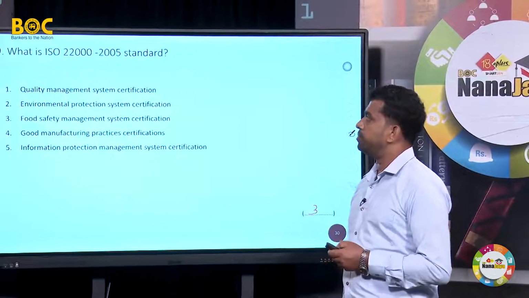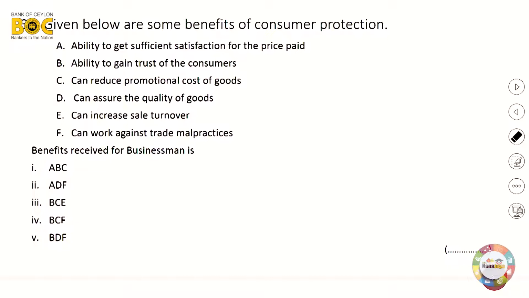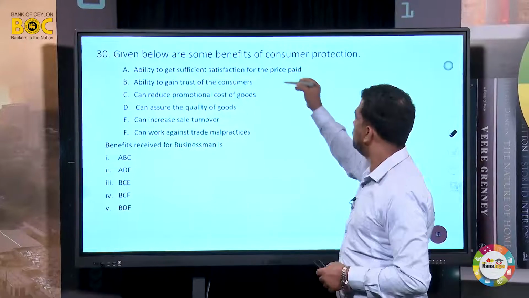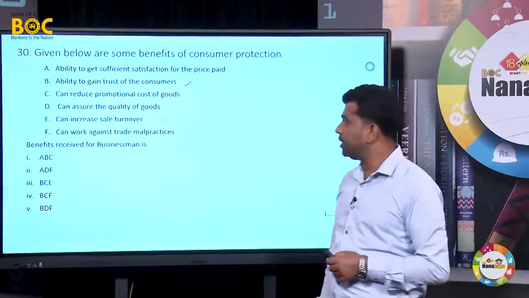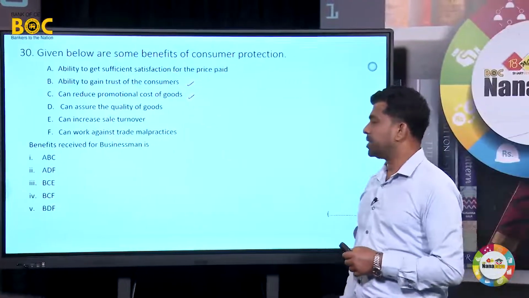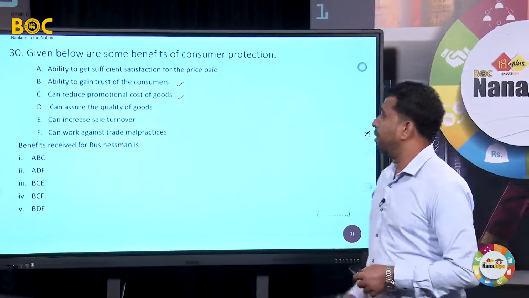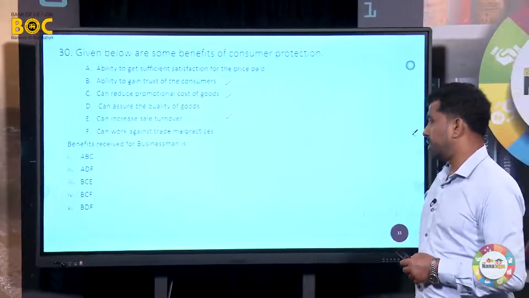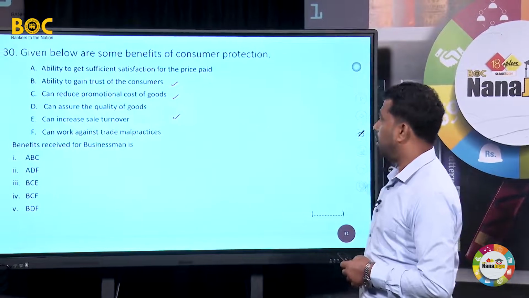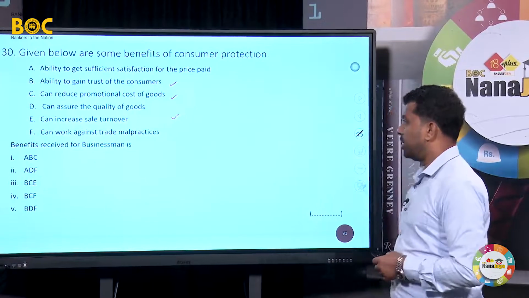Question number 30. Given below are some benefits of consumer protection. You have to select the benefits received by businessmen among these. A. Ability to get sufficient satisfaction for the price paid, it is for consumers. B. Ability to gain the trust of consumers, it's a benefit for the businessman. C. Can reduce promotional cost, it's a benefit for the businessman. D. Can assure the quality of the products, it's a benefit for the consumer. E. Can increase sales turnover, it's a benefit for the businessman. Can work against trade malpractices, for consumers. So, B, C and E. B, C and E is the third option among the given options.